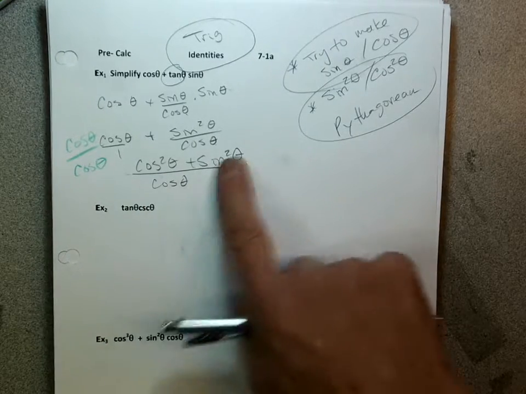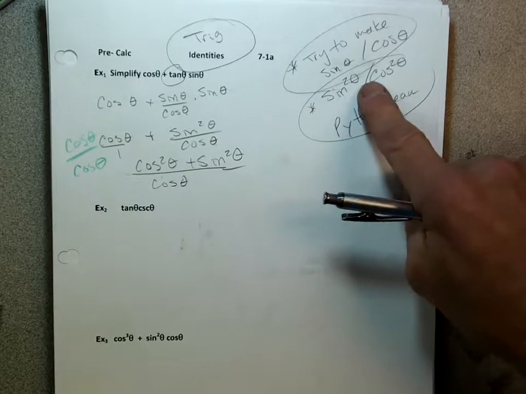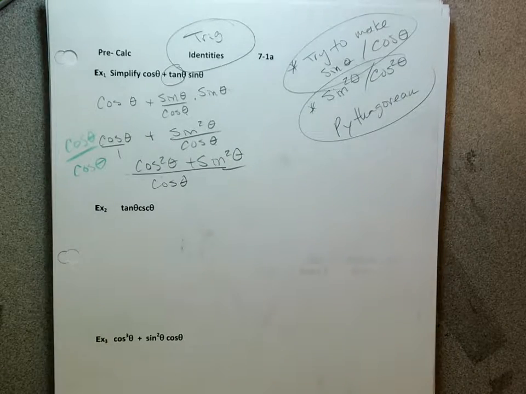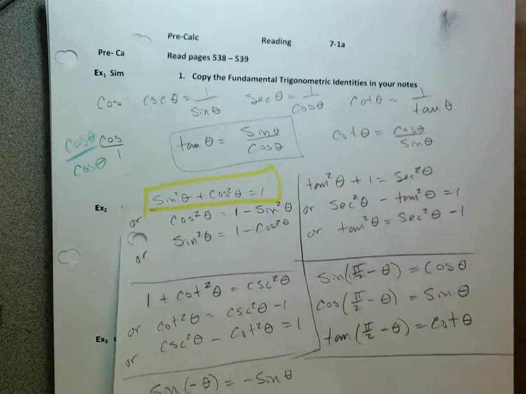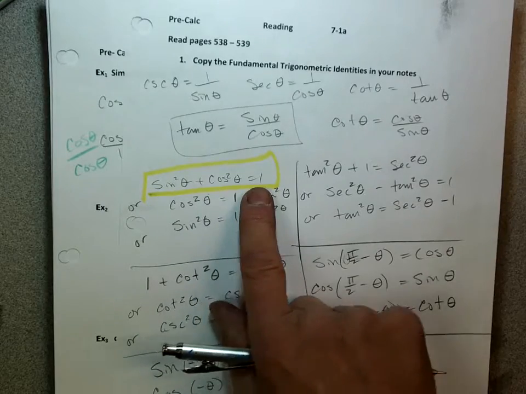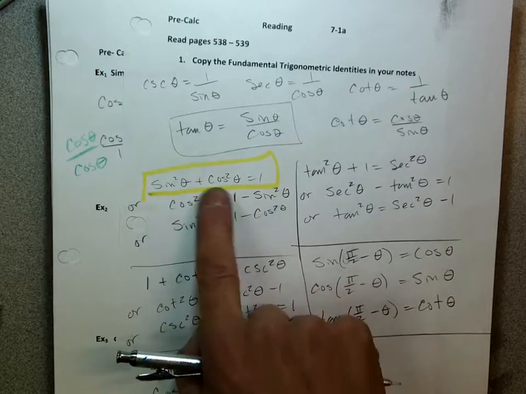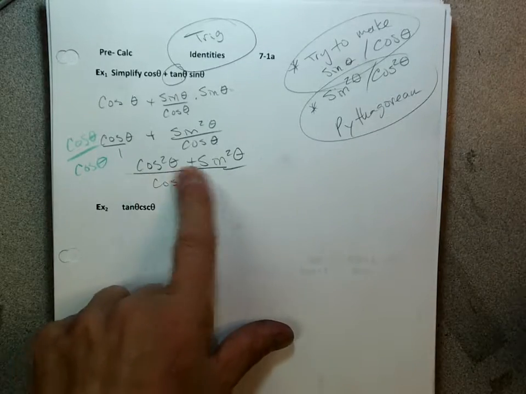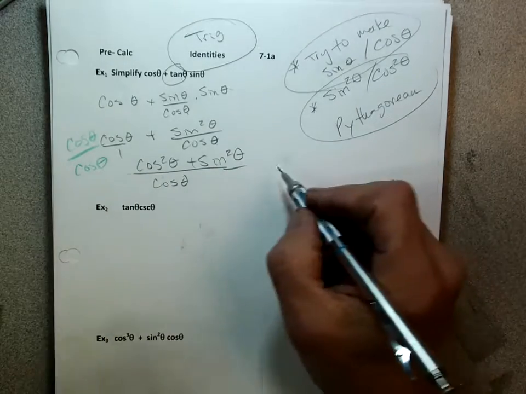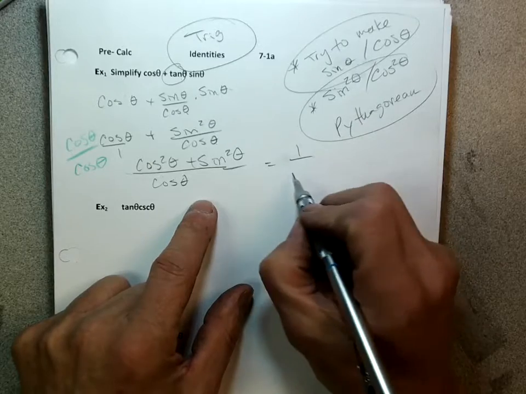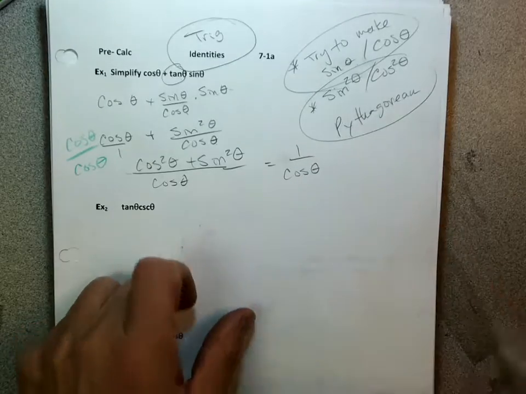So if I get the squared thingies, I look to my Pythagorean identity. Let me check those out. I know that sine squared plus cosine squared is equal to 1, isn't it? You see that? So instead of writing cosine squared plus sine squared, I'm going to write 1. So then I get an answer of 1 over cosine theta.